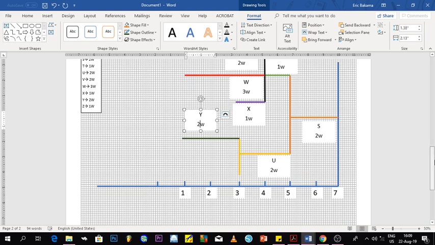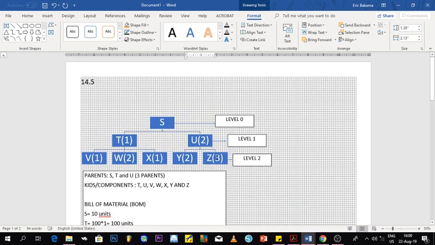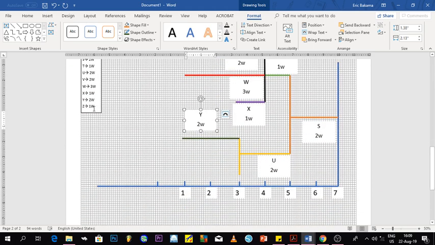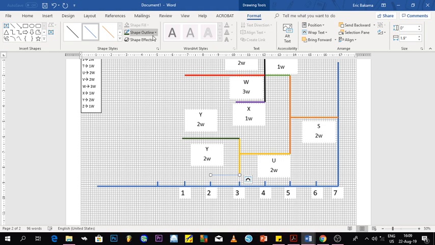Then the next thing, which is the final component, is Z, and it requires how many weeks? It's 1 week based on the lead time that we have here. Well, I'll put it later. I need first of all to draw it. So Z will come from you here. It's just 1 week. So you're moving from 3 to 2 like this.